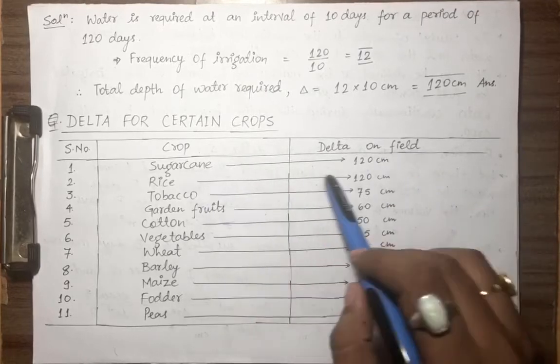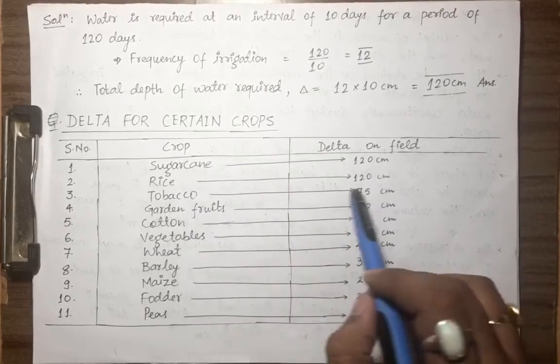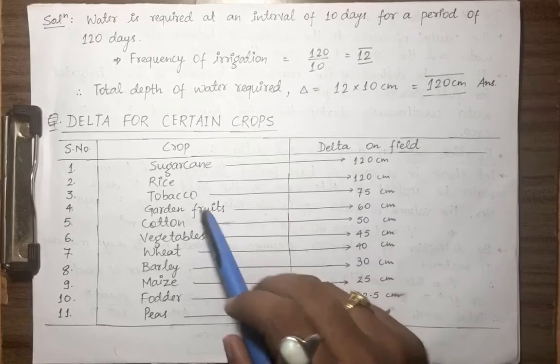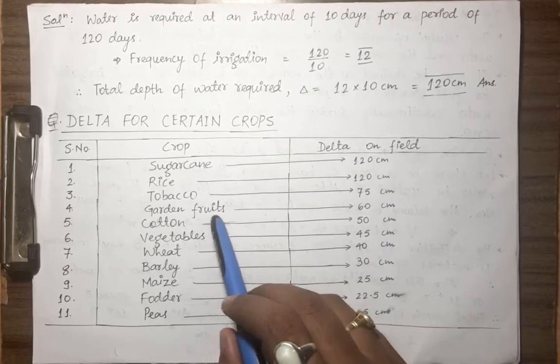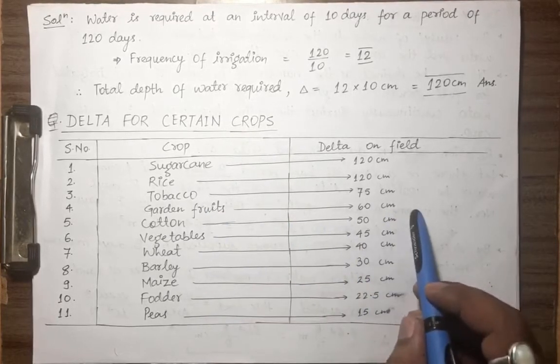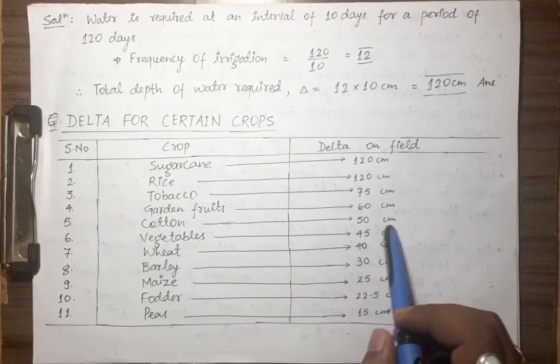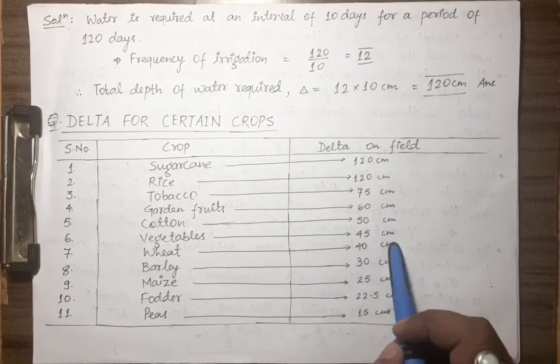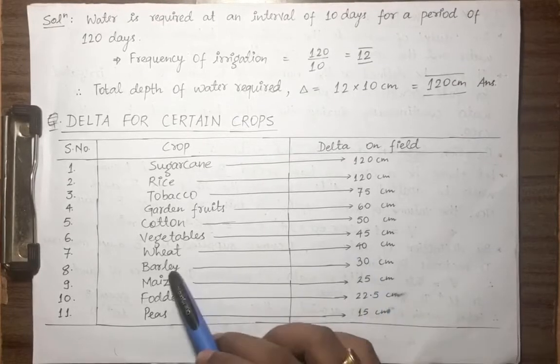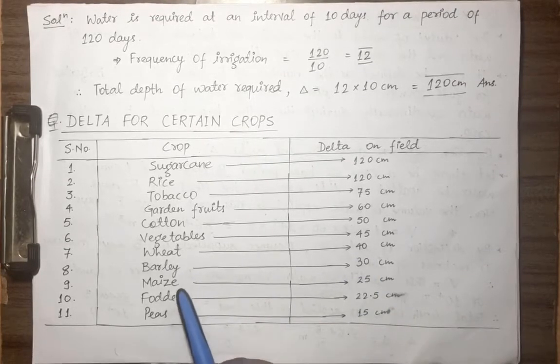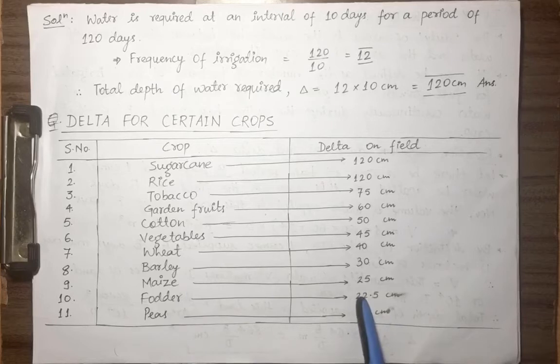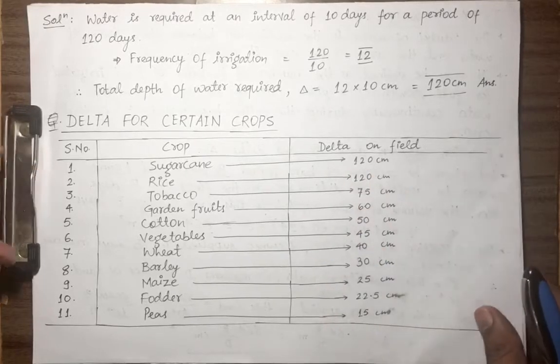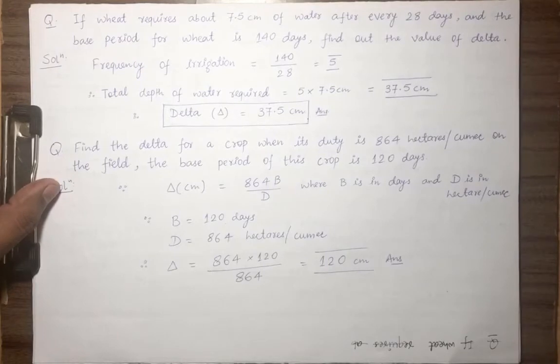Sugarcane is 120 centimeter, rice also 120 centimeter, tobacco 75 centimeter, ground garden fruits 60 centimeters, cotton 50 centimeter, vegetables 45 centimeter, wheat is 40 centimeter, barley is 30 centimeter, maize 25, fodder 22.5 centimeter, and peas 15 centimeter. I hope you have filled this table. So let us solve some problems.